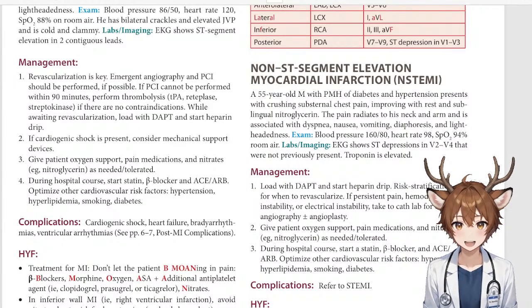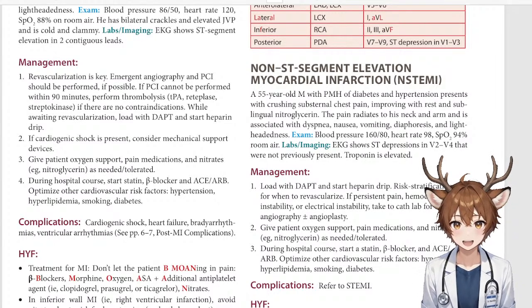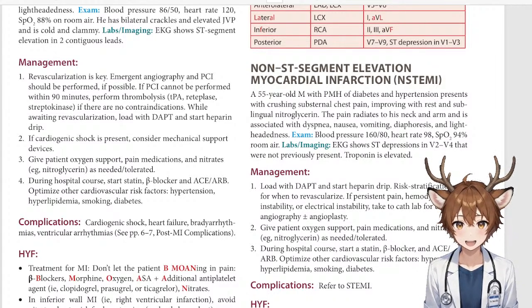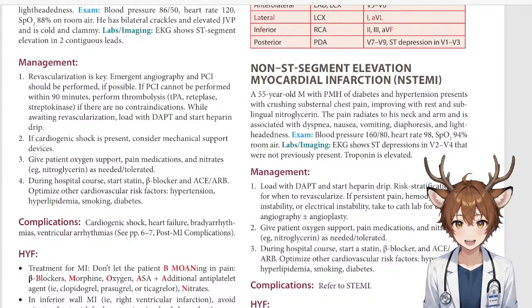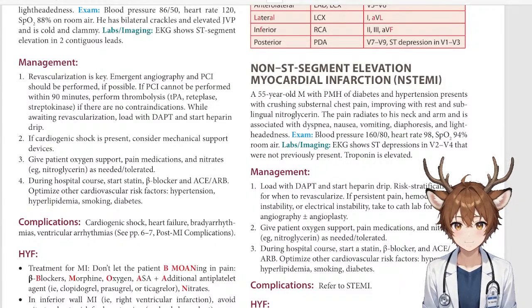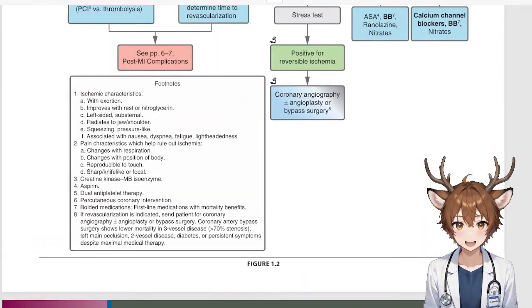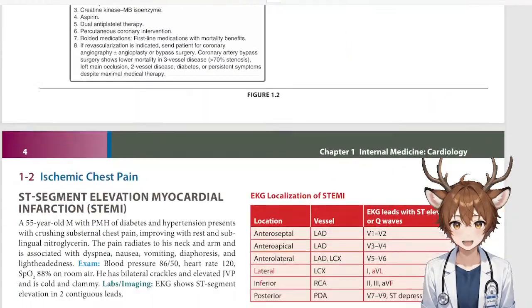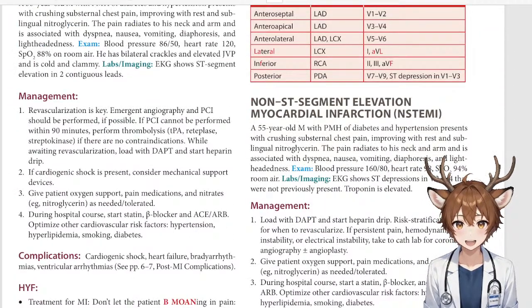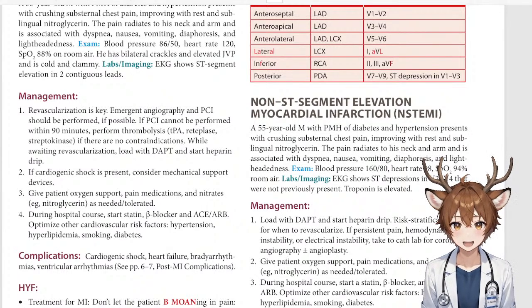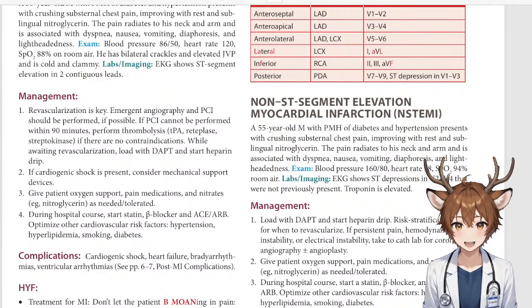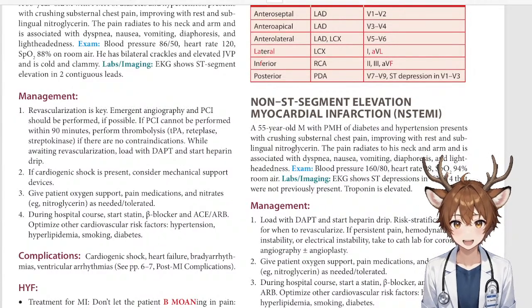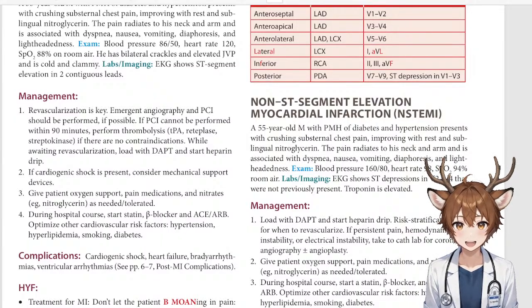One, revascularization is key. Emergent angiography and PCI should be performed. If PCI cannot be performed within 90 minutes, perform thrombolysis: TPA, tissue plasminogen activator, reteplase, streptokinase. If there are no contraindications, while awaiting revascularization, load with DAPT and start a heparin drip. Remember, DAPT is dual antiplatelet therapy. For reference, I also want to check PCI. I should know all the medical abbreviations off the top of my head. Percutaneous coronary intervention. So if percutaneous coronary intervention cannot be performed within 90 minutes, perform thrombolysis. Okay.